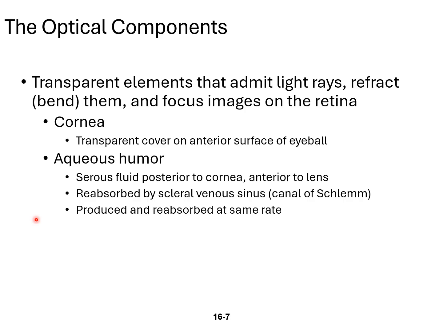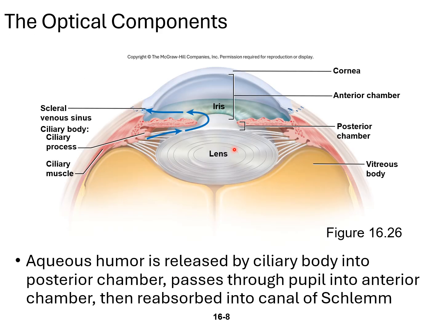So, optical component for more information: transparent elements that transmit light rays. They can bend them, they can focus them, but pretty much what they're doing is trying to focus whatever photons of light you're looking at on the retina. The cornea we talked about, the outer surface. The aqueous humor is between the cornea and the iris. The aqueous humor is very important. We'll talk about fluid buildup in the eye and what that's called.